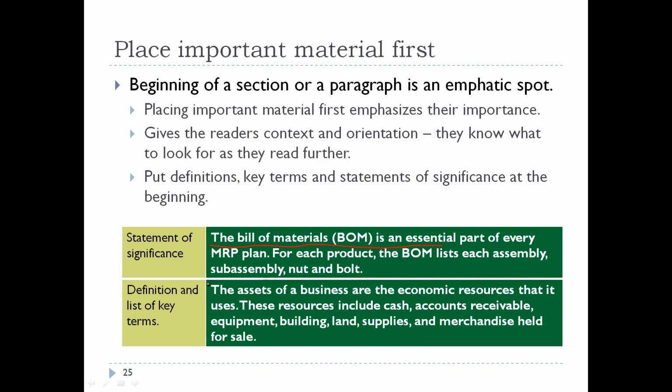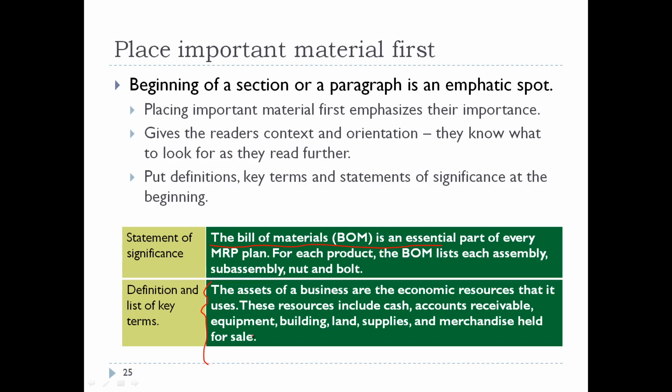You want to talk about what the bill of materials is. This is another example where a definition and a list of key terms come first. So you can put a definition first, or you can put a list of key terms and their definitions first. For example, the assets of a business are the economic resources that it uses. This is the definition of assets of a business. And then there's a list of it. These resources include cash, accounts receivable, equipment, building, land, supplies, and merchandise held for sale.